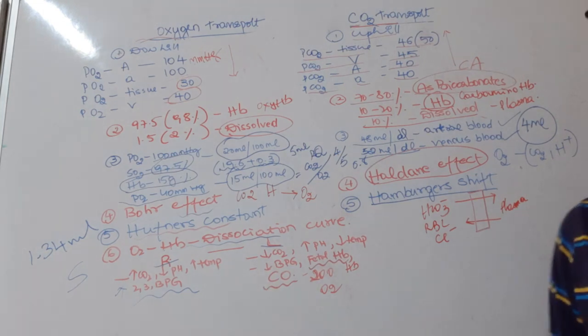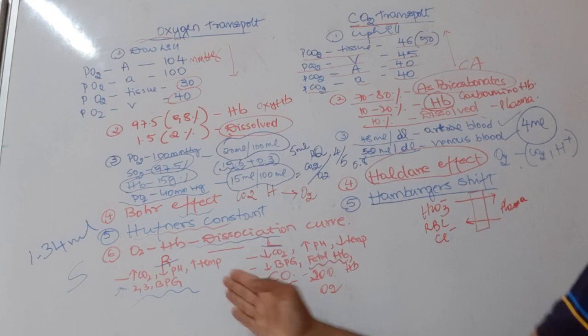Bisphosphoglycerate is an organic compound produced during glycolysis inside the RBC, which attaches to hemoglobin and stabilizes it. In normal circumstances, it is present in small amounts. However, more is produced during anemia and at high altitude. So it will shift the curve to the right.